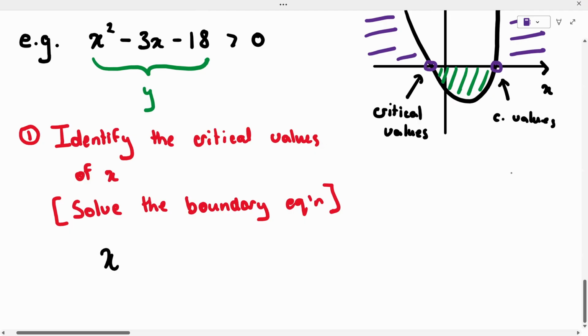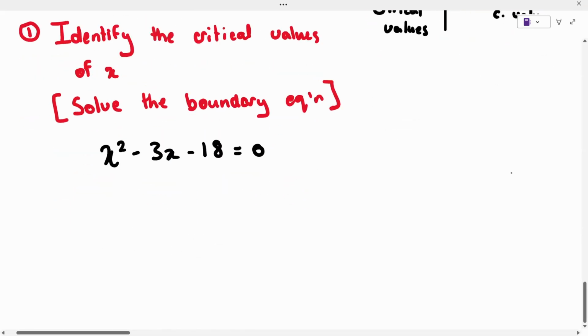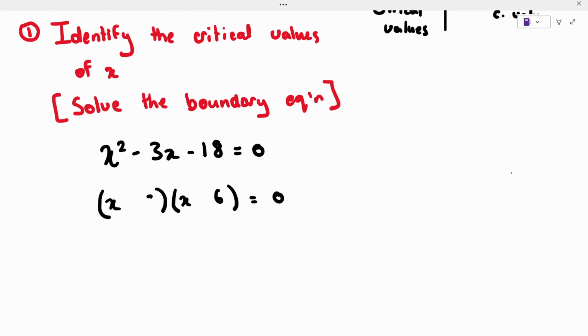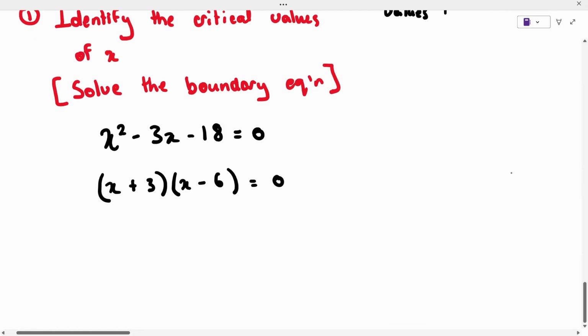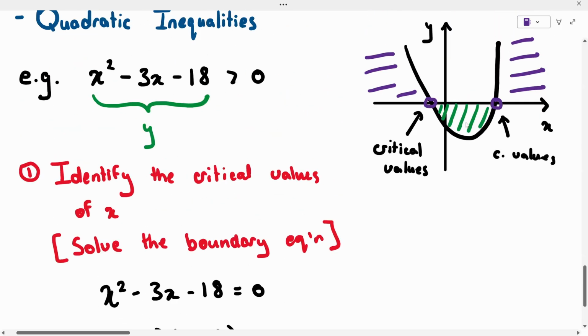So we have x squared minus 3x minus 18 is equal to 0, because that is the equation. And to solve that, we factorize. We could do 6 and 3, plus 3 minus 6. Nice. So when x is equal to minus 3 and x is equal to 6, we have a change in sign for y. So those are the critical values. This value here is actually minus 3. This one is 6. Nice.